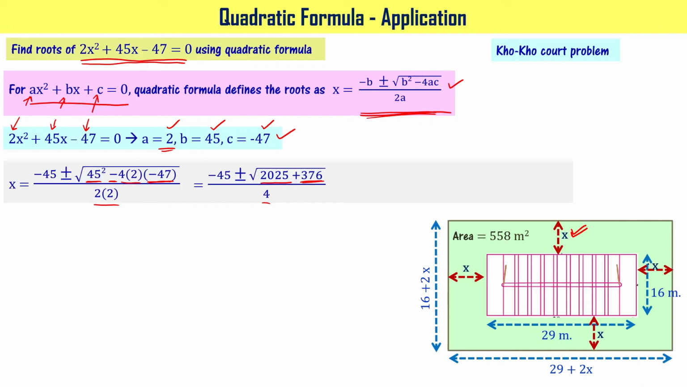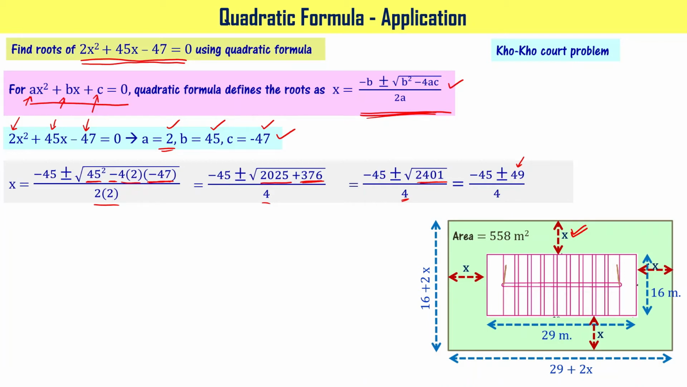Now we can further simplify this and write it as minus 45 plus or minus square root of 2401 divided by 4, right? So square root of 2401 is equal to 49. So now x can be written as minus 45 plus or minus 49 divided by 4.